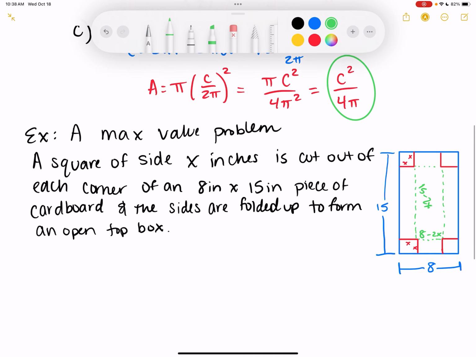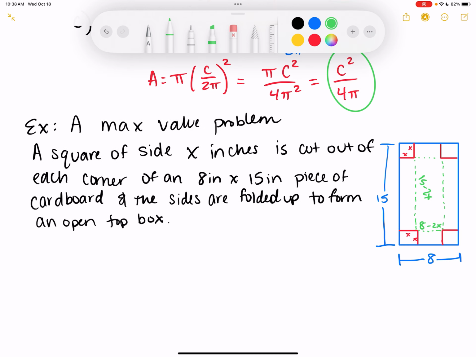So ultimately, I'm trying to get a box. And I'm not an artist, so don't judge. I'm trying to get, oh gosh, not that. What is happening? Basically, I'm trying to get a box where the top is open, when it's all said and done.